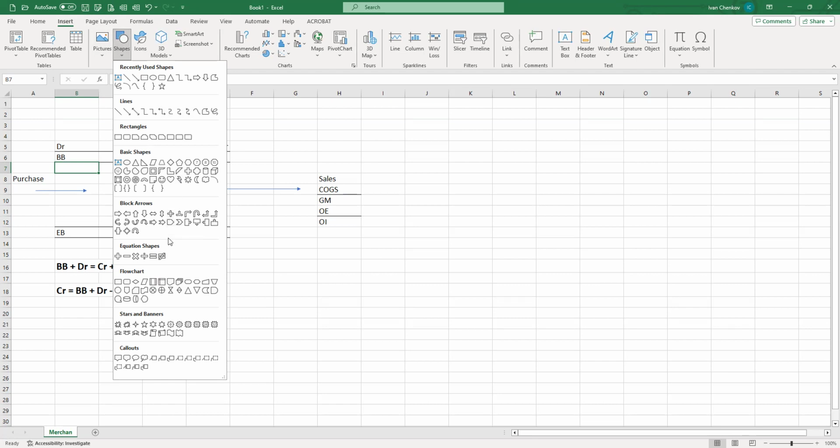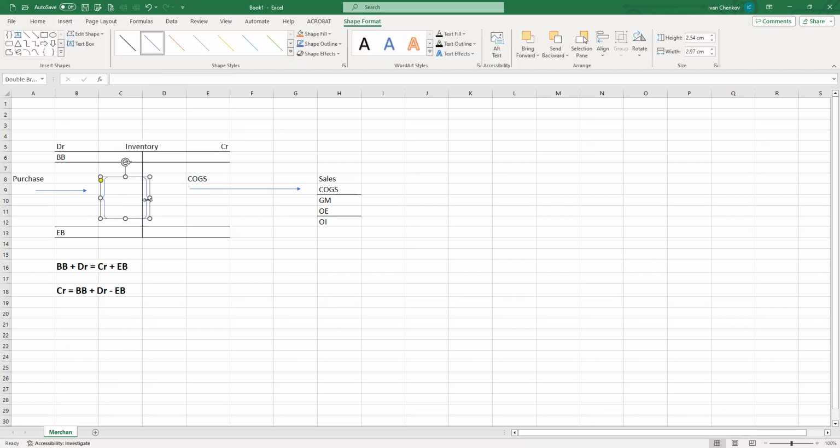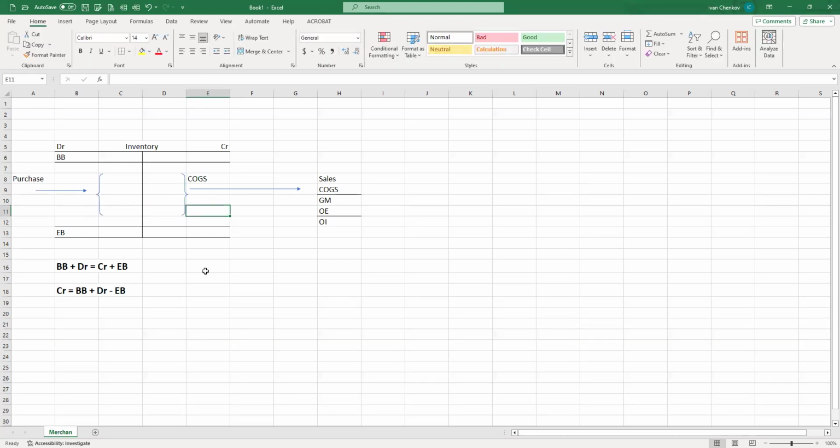In order to sell, we have to purchase. That's our cost of goods sold, and that's our purchases. That's how we get cost of goods sold, and that's how we get the purchases, right? Once we purchase, we have something. Once we sell it, we have cost of goods sold. Done. Now let's try to test this equation.